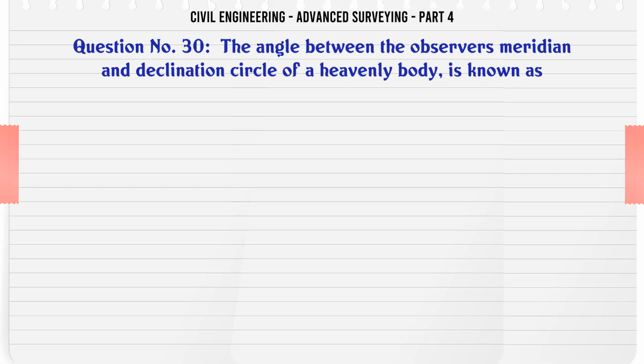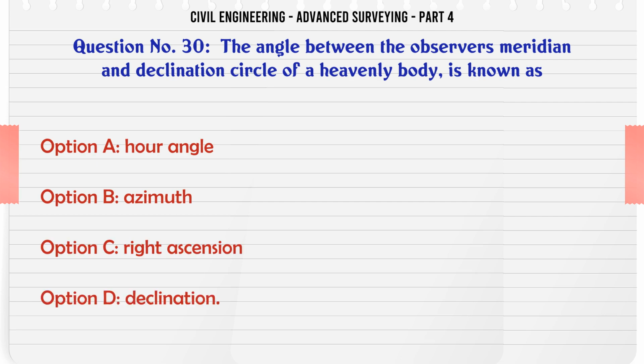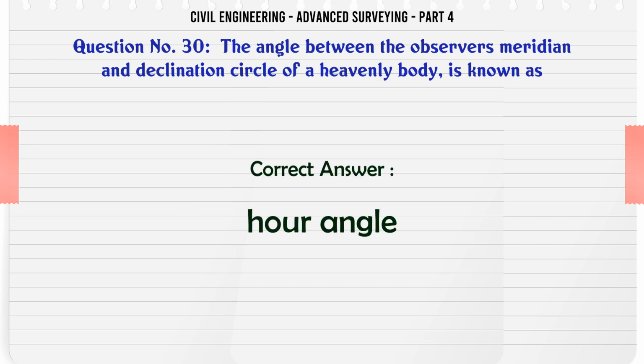The angle between the observer's meridian and declination circle of a heavenly body is known as: A. R angle. B. Azimuth. C. Right ascension. D. Declination. The correct answer is R angle.